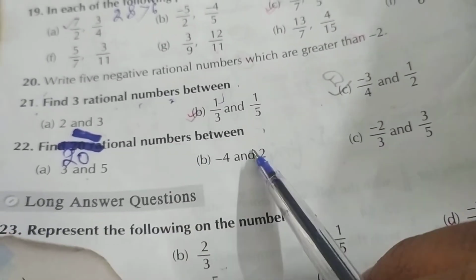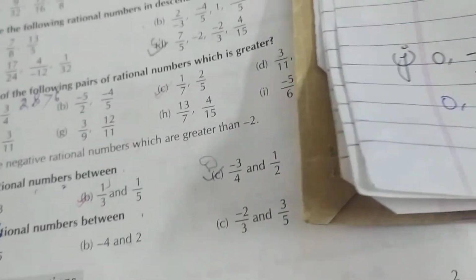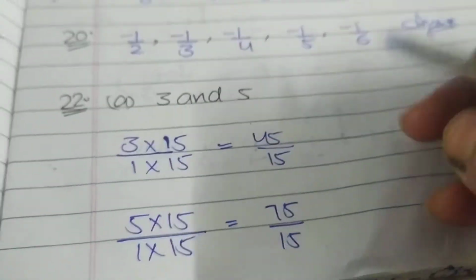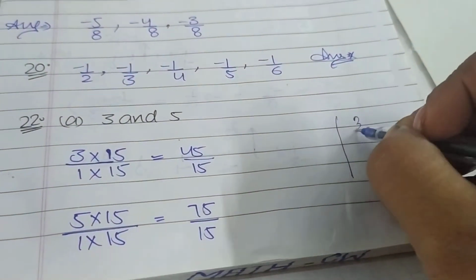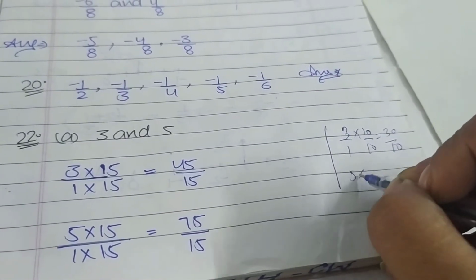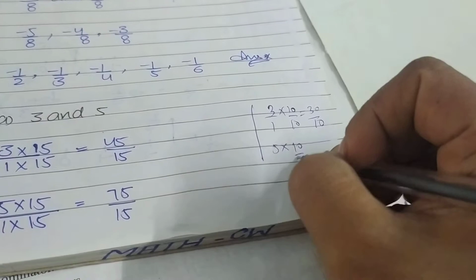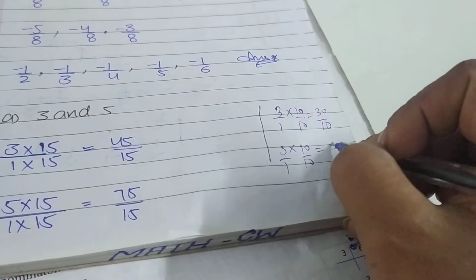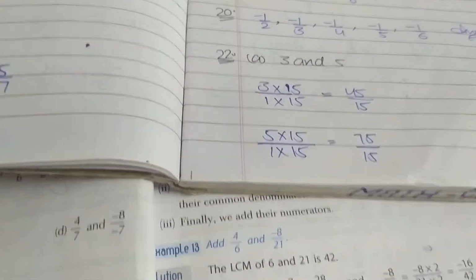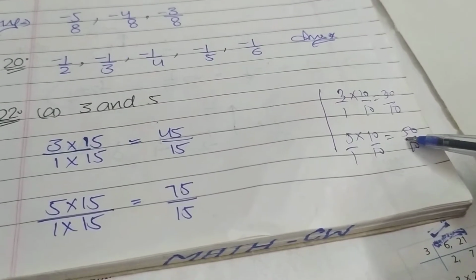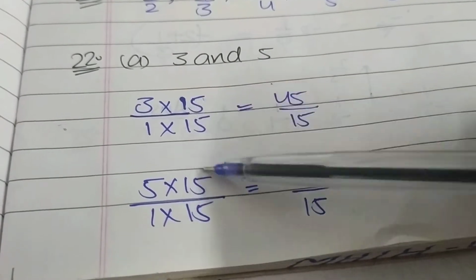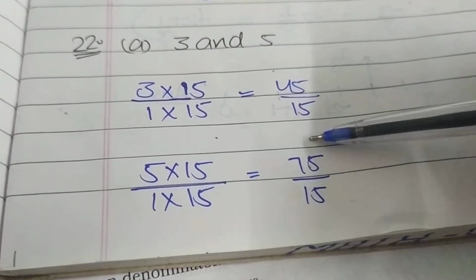Question 22, find 20 rationals between, I am telling you the A part, 3 and 5. In this way we will check it. Suppose we multiply by 10. It is 30 upon 10 and 50 upon 10. But between 30 and 50, we will not get 20 rationals because we can't take 30 and we can't take 50. So that's why we check by which number we will get them. So multiply by 15 in numerator and denominator, here 45 upon 15, 75 upon 15.